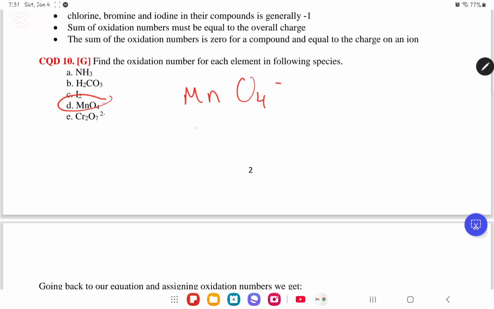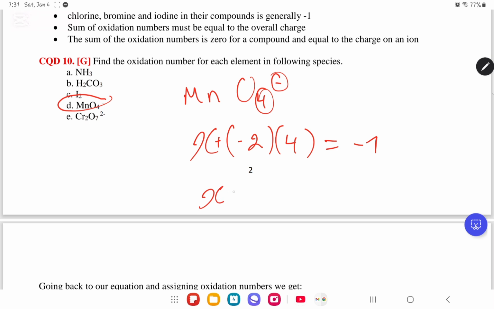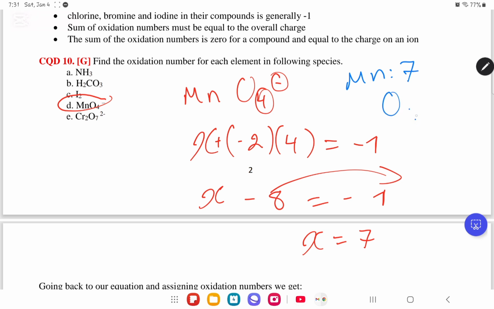Alright, moving on to part D, MnO4 minus. Mn, we don't know its oxidation number, so it's going to be X. O is minus 2, so plus minus 2 times 4. It is equal to minus 1 because this is the charge. So X minus 8 is equal to minus 1. Move minus 8 to the other side. X is equal to 7. So the oxidation number of Mn is 7, and of oxygen is minus 2.